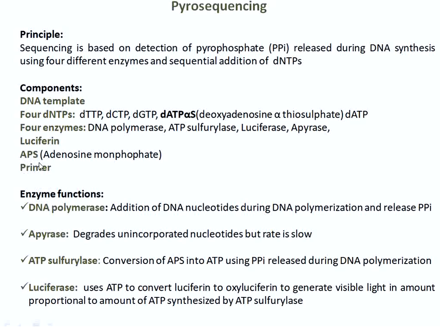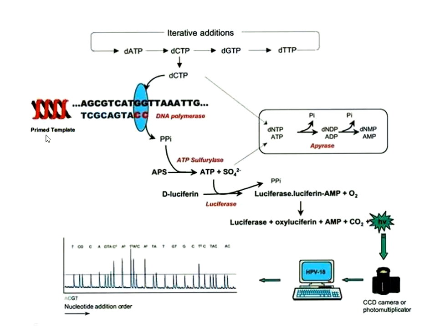One of the components that is added here is the primer, to provide the 3' OH group for the addition of a new nucleotide by DNA polymerase. So these are the various components we require for the pyrosequencing method.